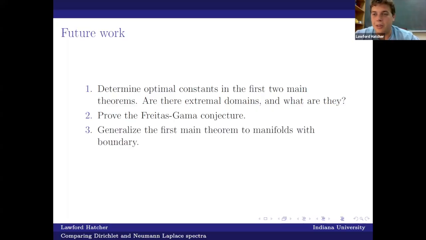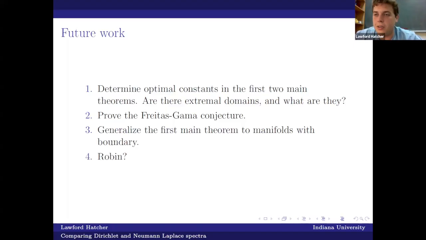Okay, and then moving on, I would like to generalize these theorems to manifolds with boundary. I gave you one theorem about manifolds with boundary, but these are very particular families of such manifolds. So I would like to say things, for example, about hyperbolic surfaces with geodesic boundary or other such things.